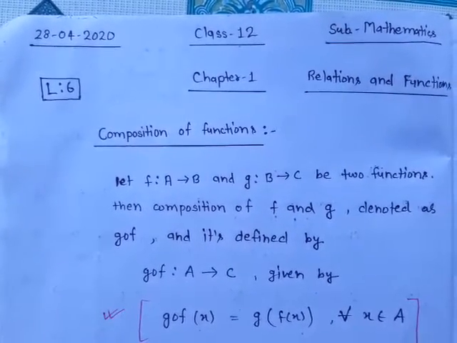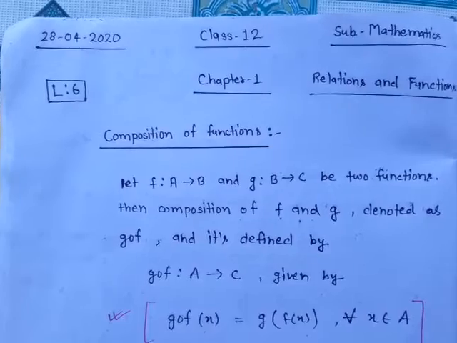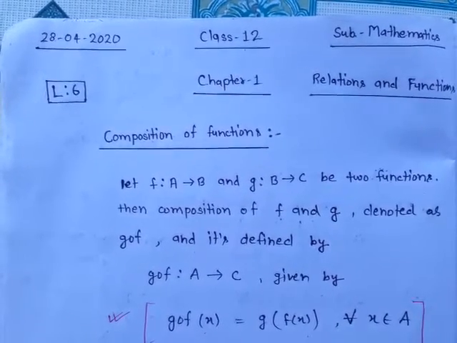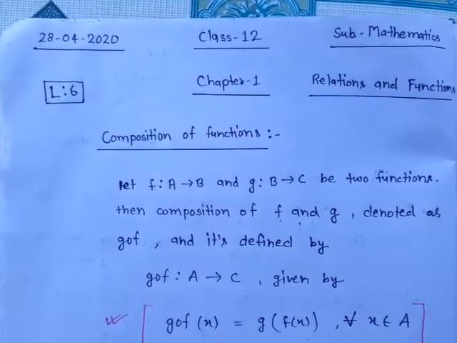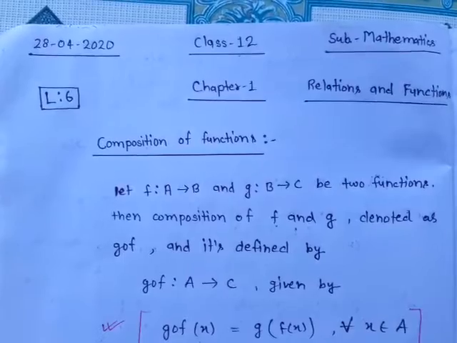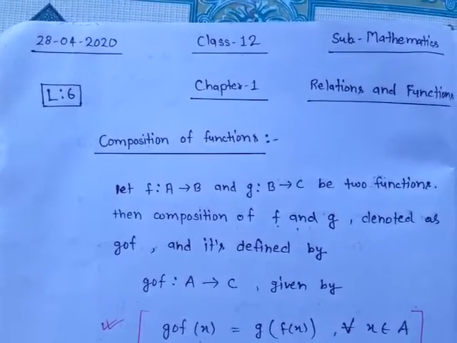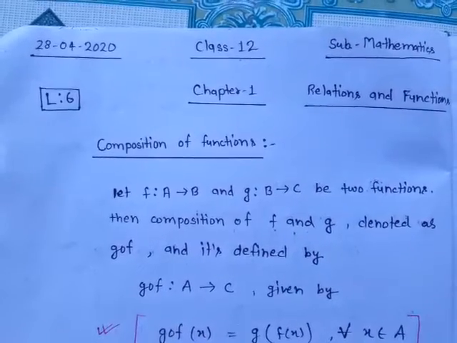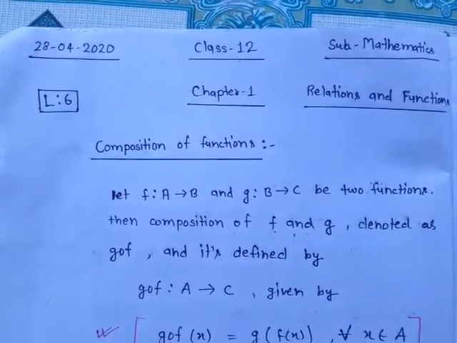Now start your first chapter, relation and function. This is your sixth lecture in this chapter. In previous lectures we discussed relation. In relation we discussed different types of questions, and we also discussed function and some types of function, just like one-one function, many-one function, onto function, and also bijective function.